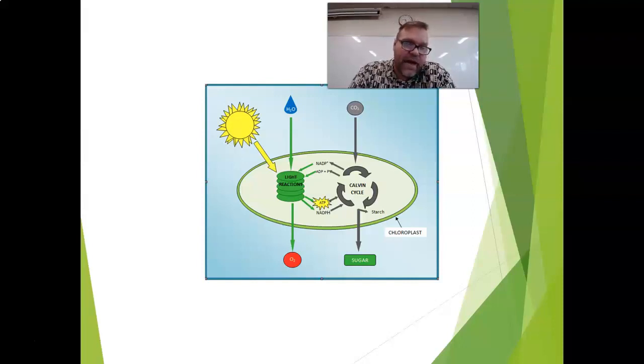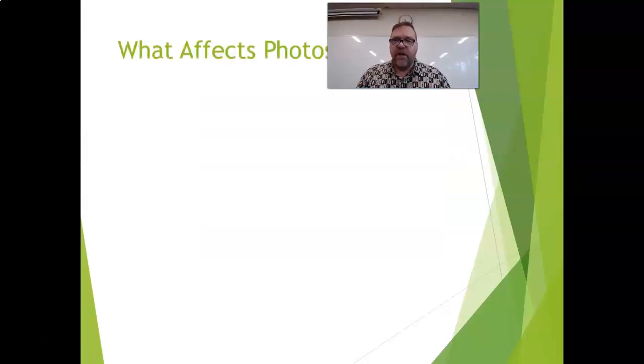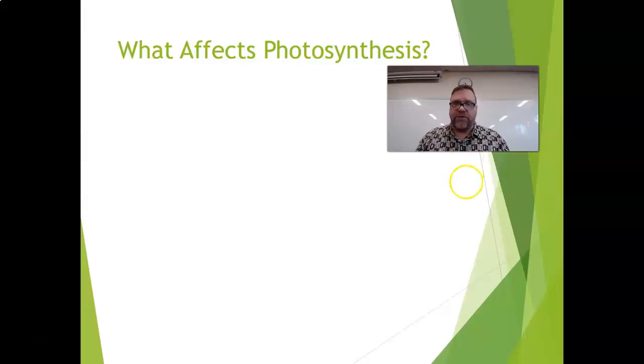It hooks the hydrogen onto the NADP plus, and it hooks on that other phosphate to the ADP, and then it goes around in a big cycle round and round and round, with sugar being made, oxygen being released, water and carbon dioxide being used, along with the sun's energy. Okay. What are some things that affect photosynthesis? Let's take a look.